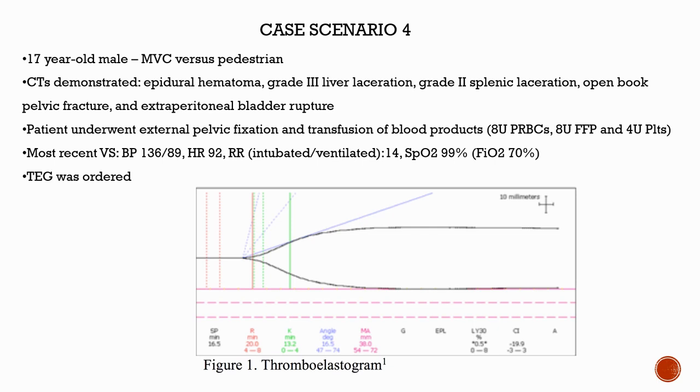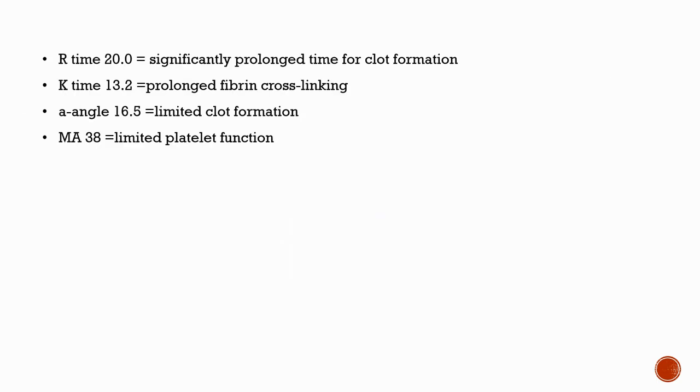So in this TEG, you can see that all the values are deranged as compared to a normal TEG. If you see, the R time is prolonged, the K time is prolonged, the angle is less, and the MA is also reduced. So it is showing an overall hypocoagulable state of the patient. So in this TEG, as we can see, all the values are deranged. It is showing an overall hypocoagulable tracing. So we will consider transfusing FFP also, cryo also, and platelet also.